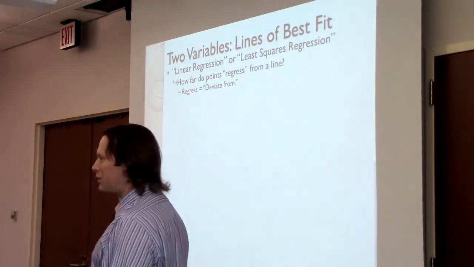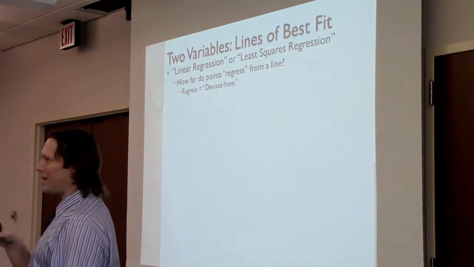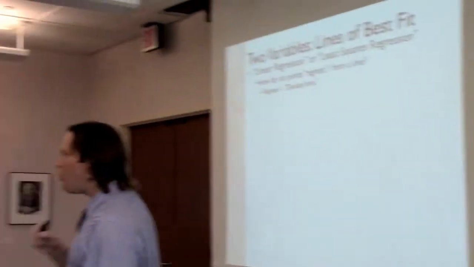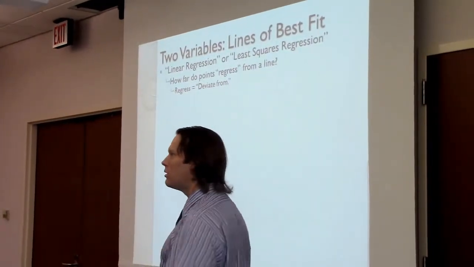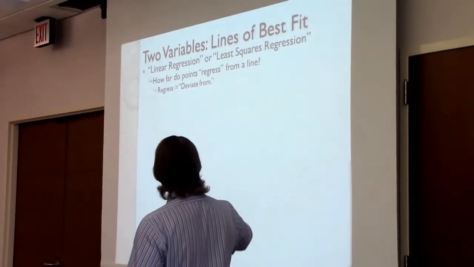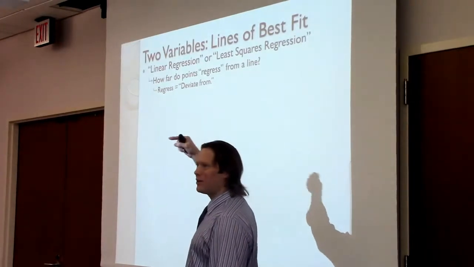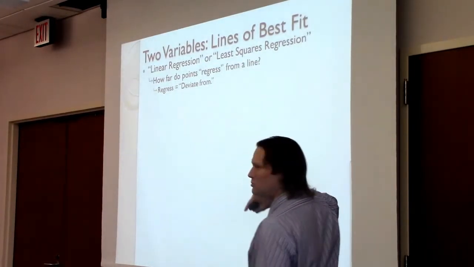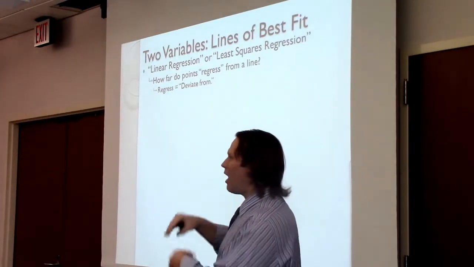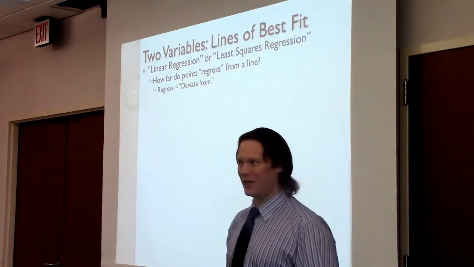So when we talk about linear regression, just like we asked the question with one variable, how well does this mean explain the variable? Now we're going to be asking, how well does this line explain the relationship between the two variables? And to do that, we want to again ask, well, how much noise is there around this line?